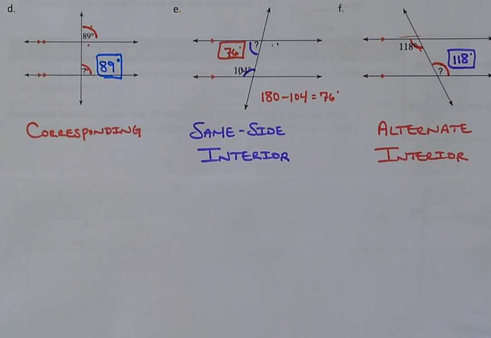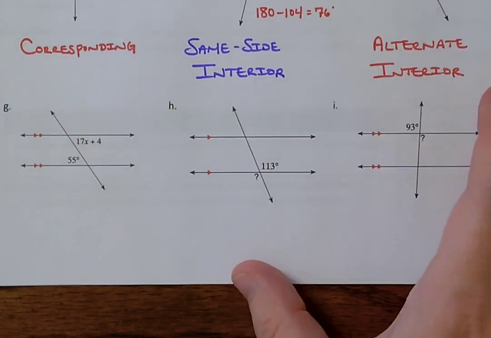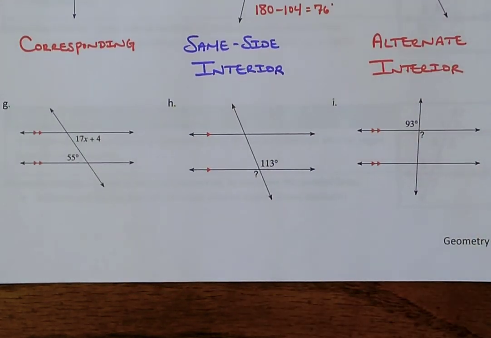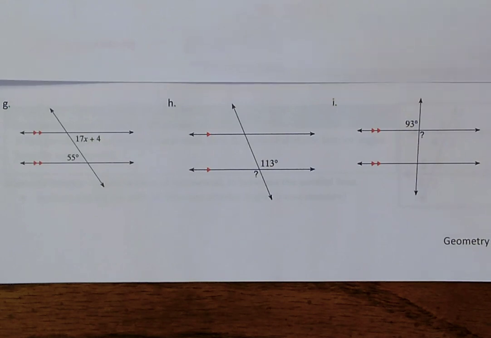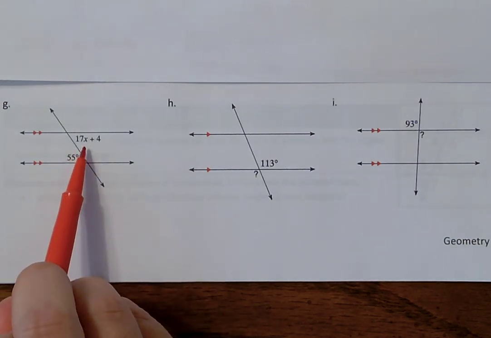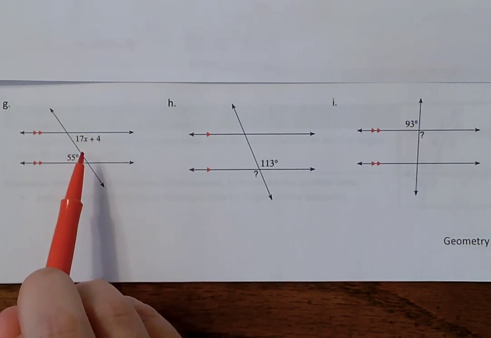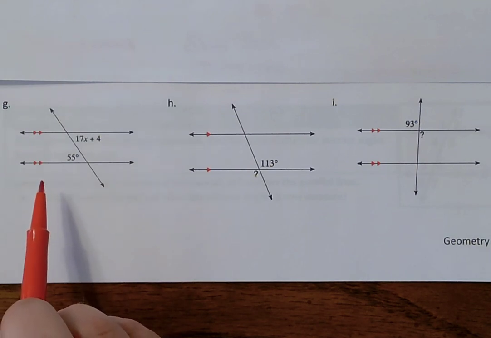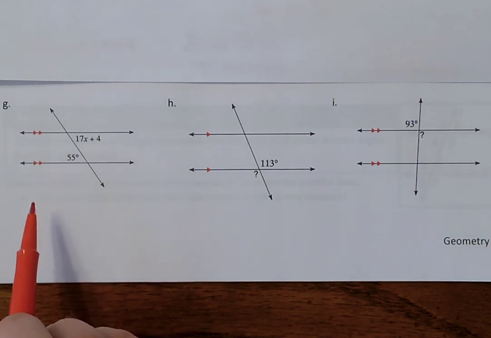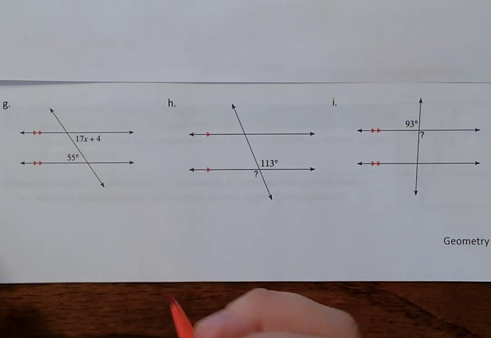Before I do sign off for the day, I do want to talk about these last three, and they have a good reason why, and it's a good reference for future knowledge. All right, if we look at G, we have 55 degrees and then the 17x plus 4. So I've involved x in this problem. While x is not necessarily going to pop up in your homework for today, it is going to pop up for tomorrow, and I just want to give you a pre-look at what you might see for future problems.